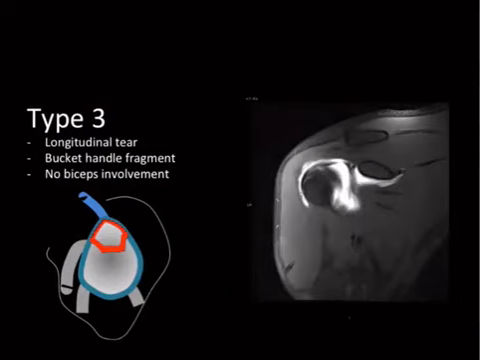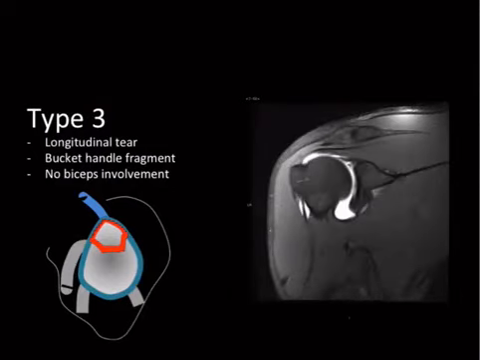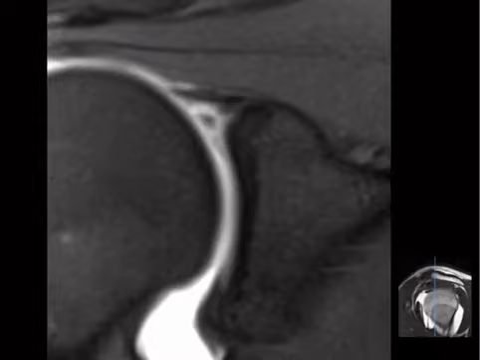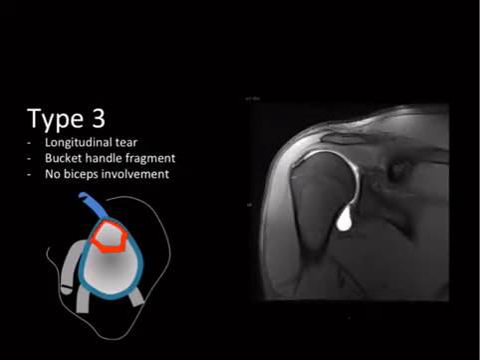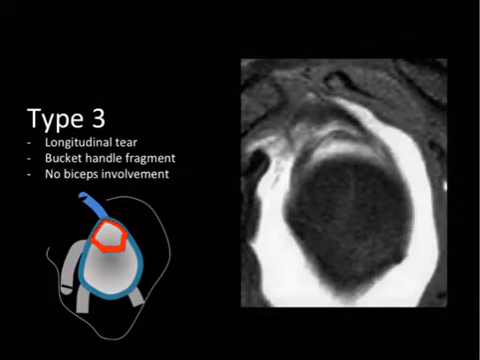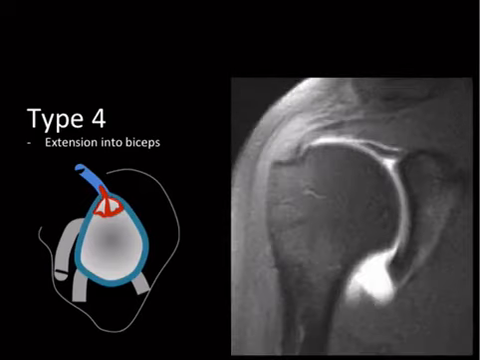Okay, type 3 is a bucket handle. I feel like that's harder to actually say for sure that that's what's going on. If I was going to show you a bucket handle, I would show it to you so that it looked like this. See that? You buy that? The biceps tendon is spared. If the biceps tendon was involved, it would be a type 4. There's your bucket handle.